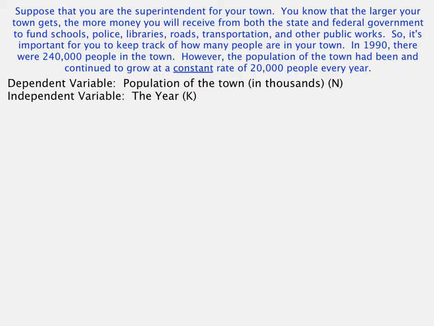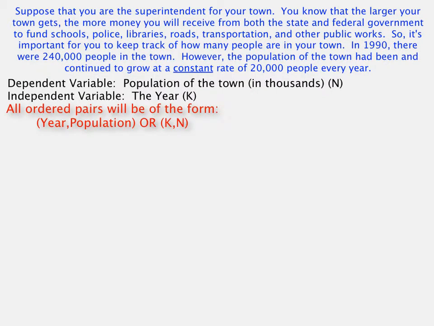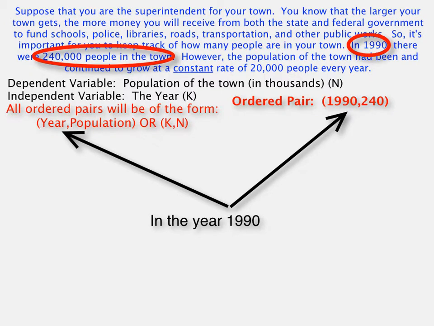Okay, so my claim is we have one piece of data about what the population of the town was in a particular year. In 1990, there were 240,000 people in the town. And my claim is we can make an ordered pair out of that piece of data. And note, all of our ordered pairs are going to be of the form k, comma, n, right? Year, comma, population in thousands. So my claim is we can take this piece of data and write it as an ordered pair, 1990, comma, 240.